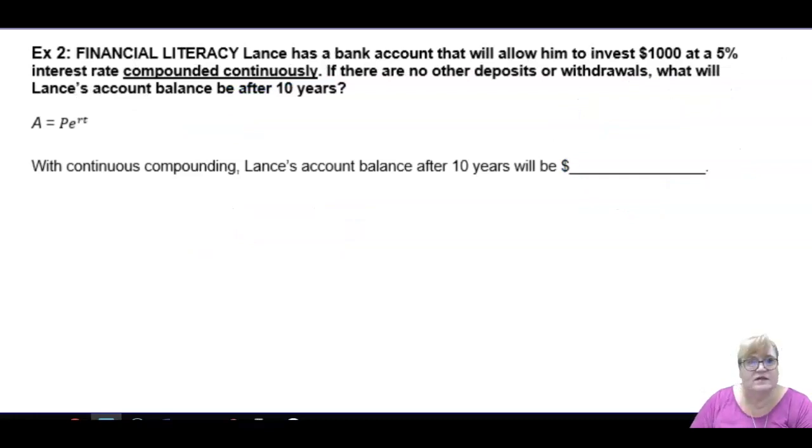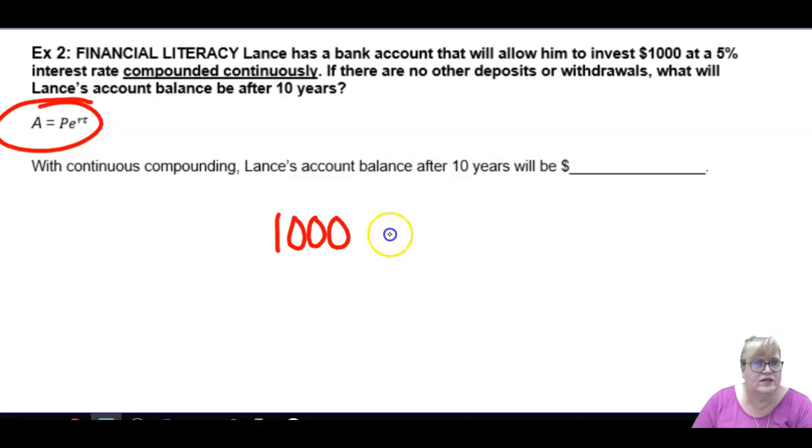This one is finance. Lance has a bank account that will allow him to invest $1,000 at a 5% interest rate compounded continuously. That's how we know we need this PERT formula. If there are no other deposits or withdrawals, what will he have after 10 years? By the way, 5% interest is more than anybody's getting these days, let me tell you. So 1,000 initially, e to the power of r, which would be 0.05, and times 10 years, okay?